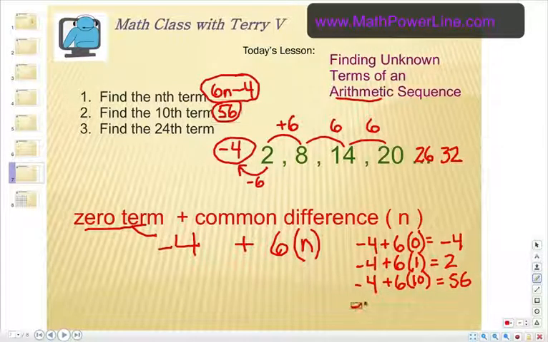Let's find the 24th term. -4 plus 6 times 24. Let's do a quick multiplication problem here. 24 times 6. 6 times 4 is 24. Carry the 2. 6 times 2 is 12, plus 2 is 14. All right, 144.